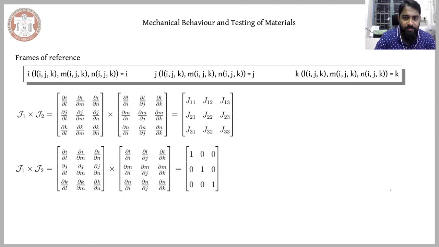So ultimately, the generic frame of reference that I have considered, I, J and K, and L, M and N, they have proved themselves to be inverse of one another. The way I have proved them to be inverse of one another is I have considered their Jacobians and multiplied those Jacobians, and we have seen that these Jacobians ultimately, when we multiply them, give us an identity matrix. So therefore we can say that these frames of reference, these coordinate systems, are inverse of one another.